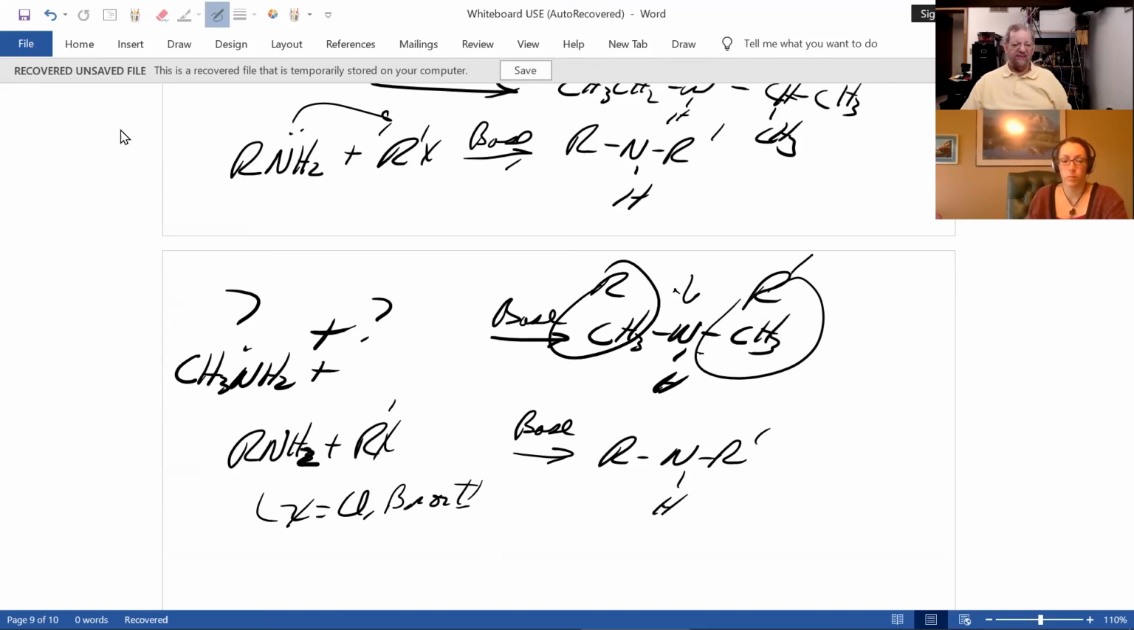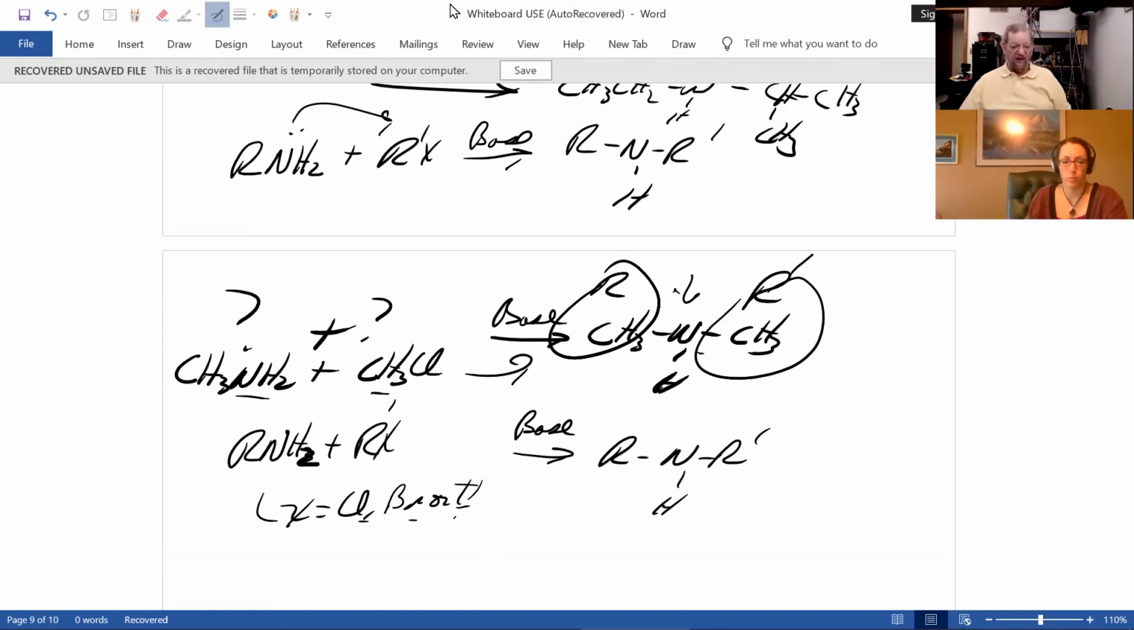And my R prime is methyl. And pick whatever chlorine, bromine, or iodine. I'll do chlorine now. And these two things, well, yes, make that molecule. And that's how you make secondary amines.